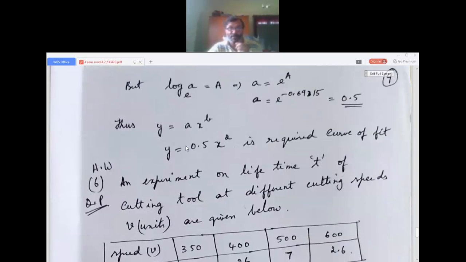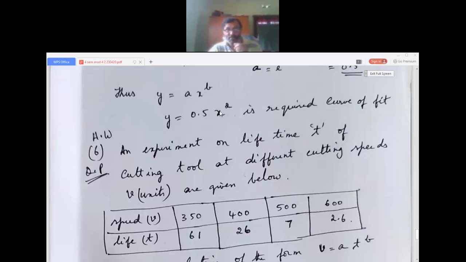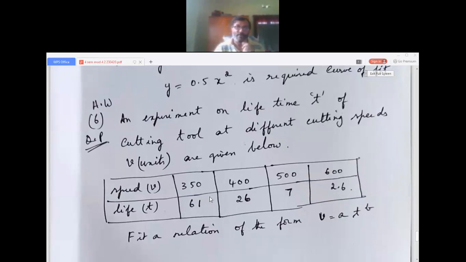Same type of question. Instead of y, there is V. Instead of x, there is T. Two constants a and b. Same type of question. Try to solve it. Those who finish it, please put the answer in the group. But everyone should write the notes, and I'm going to check it, and it is considered as one of the assignments.